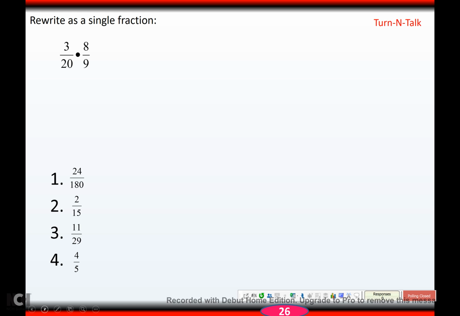Okay, multiply, hit pause, come back when you're ready, and hope you got 2 over 15. 3 times 8 is 24. 20 times 9 is 180. Type in 24 divided by 180. Math, enter, enter. And it reduces down to 2/15. Okay? Divide. Go.